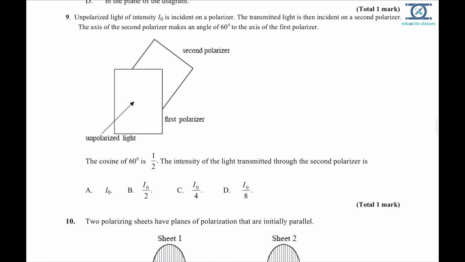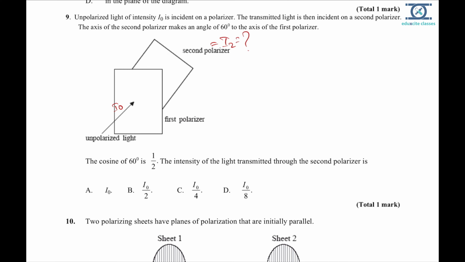Now question number 9. An unpolarized light of intensity I0, let us say this is I0, is incident on a polarizer. The transmitted light is then incident on a second polarizer. The axis of the second polarizer makes an angle of 60 degrees to the axis of the first polarizer. The cos 60 is 1 by 2. The intensity of the light transmitted through the second, let us say this is I2, we have to find out.